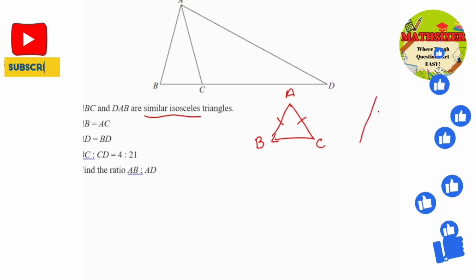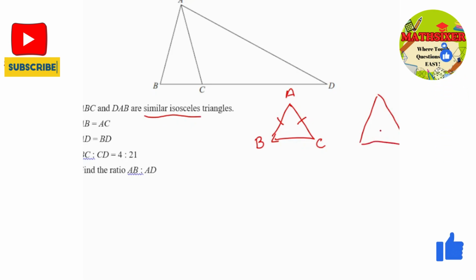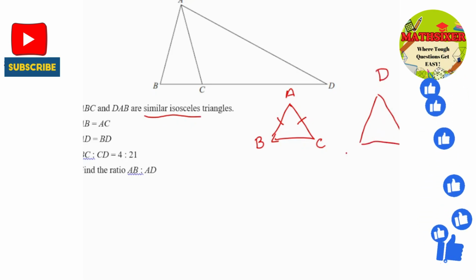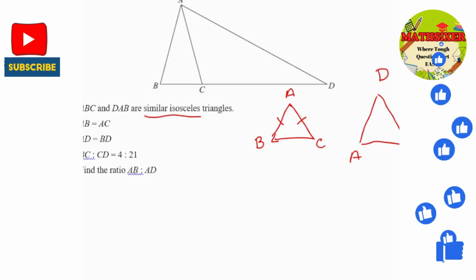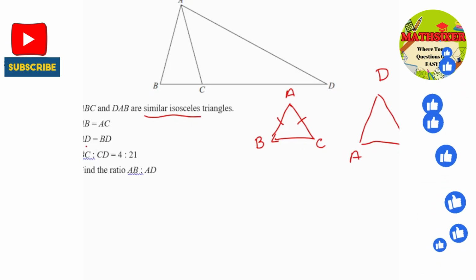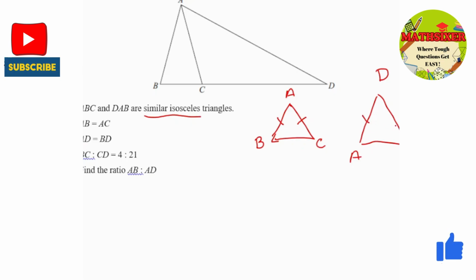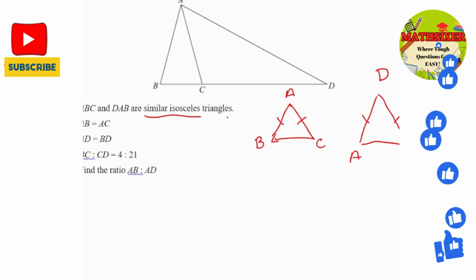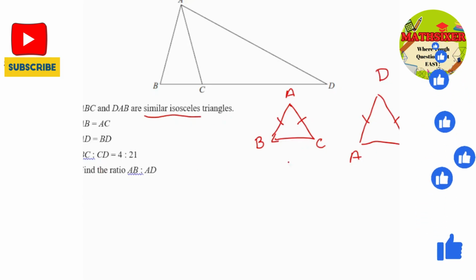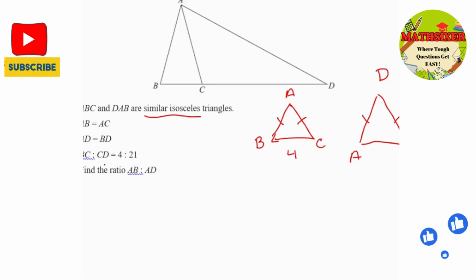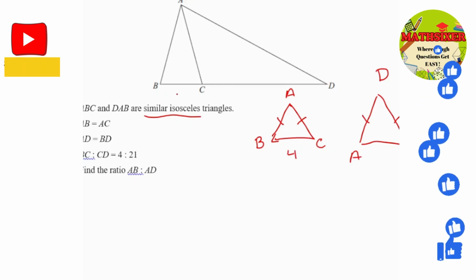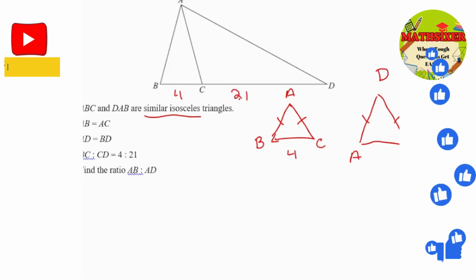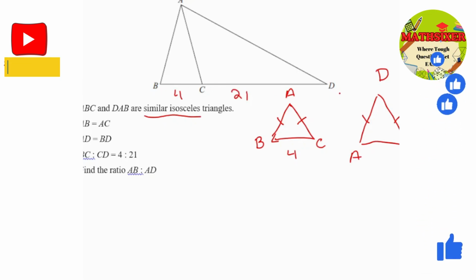We have a bigger triangle as well. So we have D here and A and B here. The question says AD is equal to BD. So these two sides are equal as well because it's an isosceles triangle. The ratio BC is 4 and CD is 21. So this is 4, this is 21. So what would be BD?